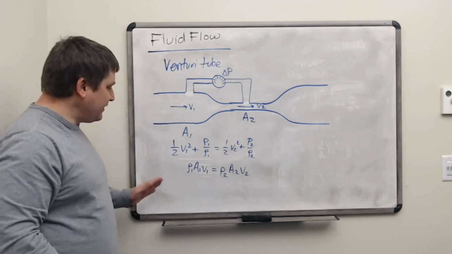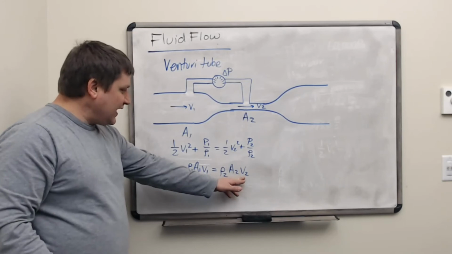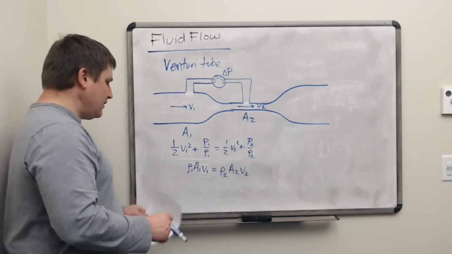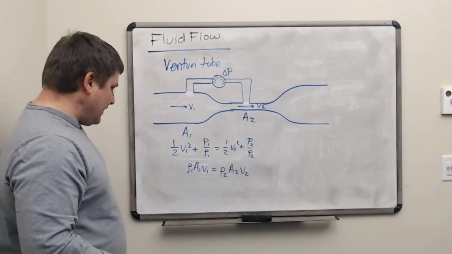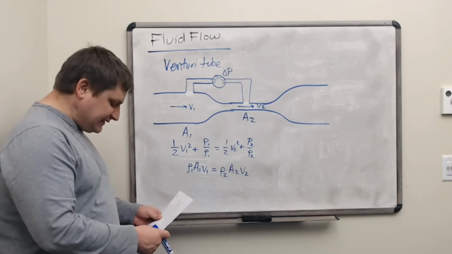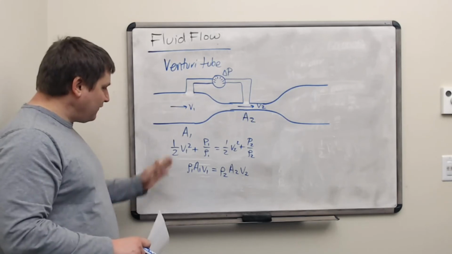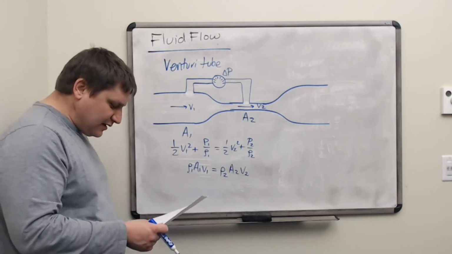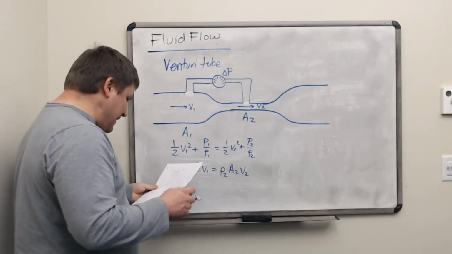All right, so as the area gets smaller, the speed goes up, and then that's going to influence the pressures like this. Okay, so we actually have basically a system of equations to solve here for the unknowns V1 and V2. All right, so I'll save us some time on that.